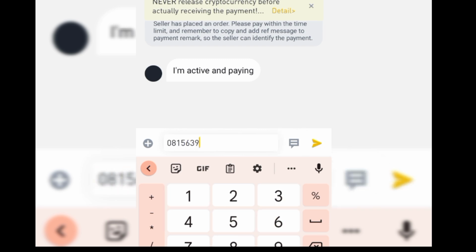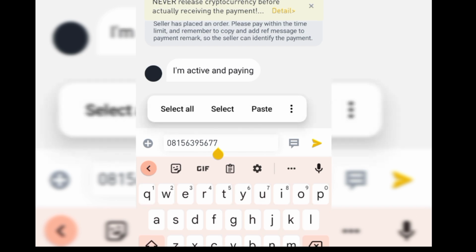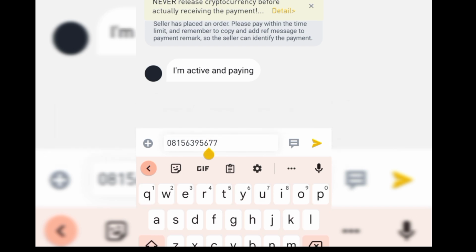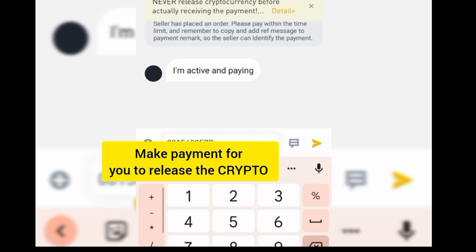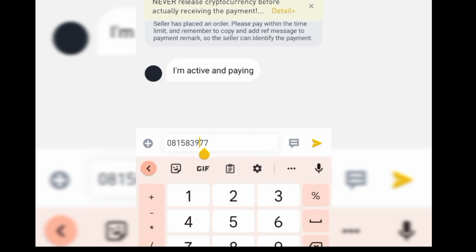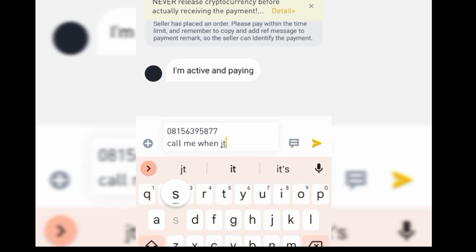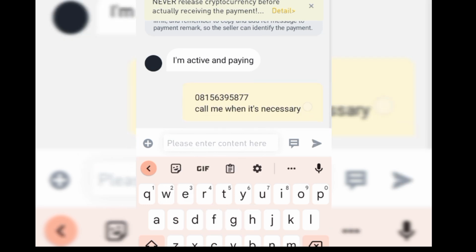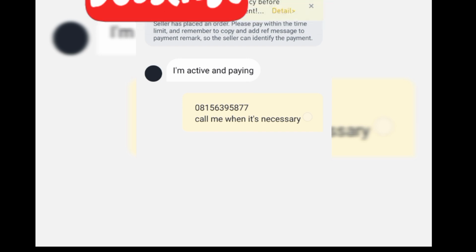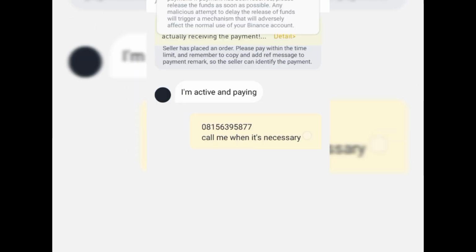So I have to send my phone number to the person to call me if it is necessary, because at times, if they've already released the crypto, they will need to call you, or else they're going to report you to Binance that you want to scam them. So I have to put this down in my chat box to tell the person that they should call me when it is necessary. Maybe I'm not online and they have not released it to me. So now the person is very fast, and he has already released it to me.